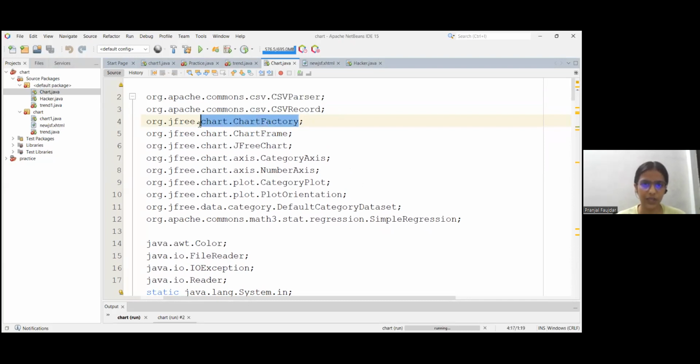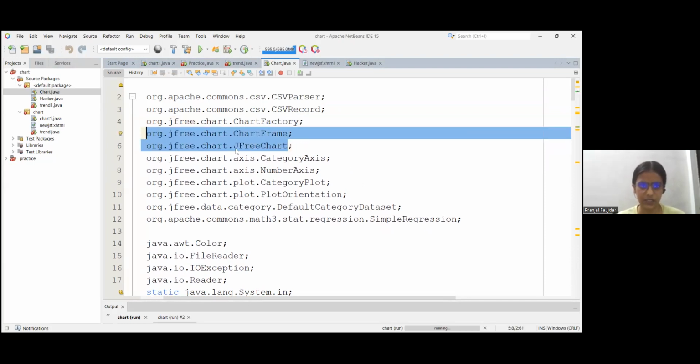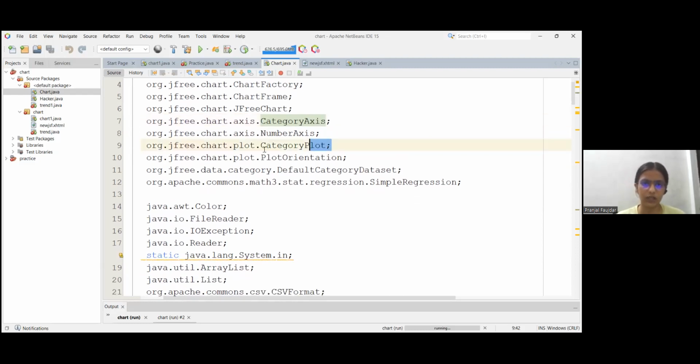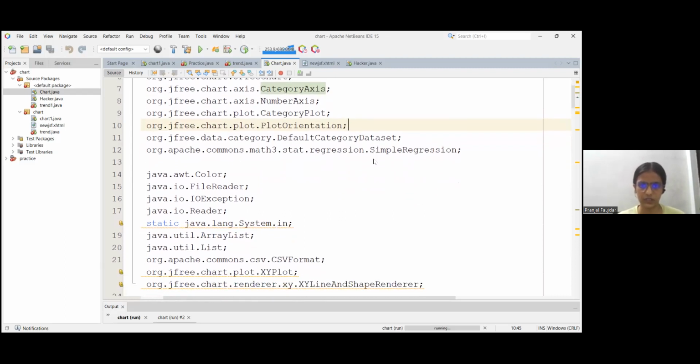Then the ChartFactory, ChartFrame, and JFreeChart. These are the basic libraries for displaying our chart, like the trend line chart. And the PlotOrientation are for deciding the visual representation of the frame, or we can say the dimensions and the colors of the frame. These are used for that.